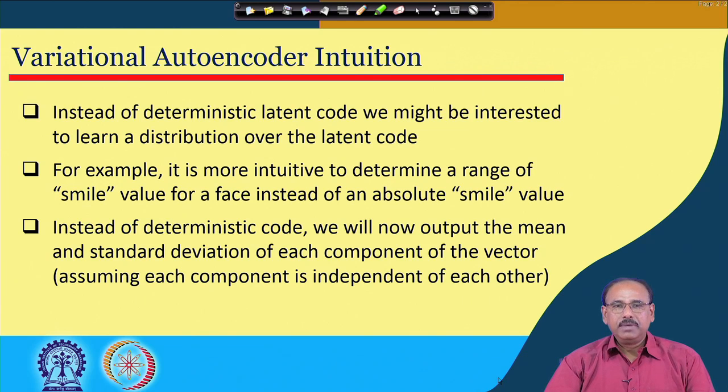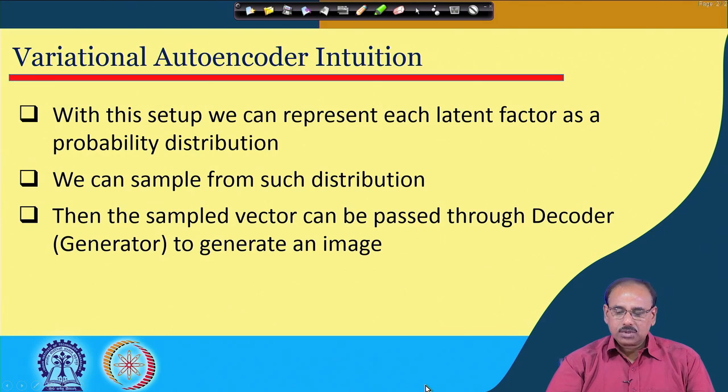In case of variational autoencoder, instead of a deterministic code, the variational autoencoder will output the mean and standard deviation of each component of the latent vector, or each attribute learned during the training process. Once we have a distribution of the latent vector, you can sample a latent vector from that distribution and pass it to the generator model or the decoder, and using that the generator can generate an image. That is the aim of our variational autoencoder.